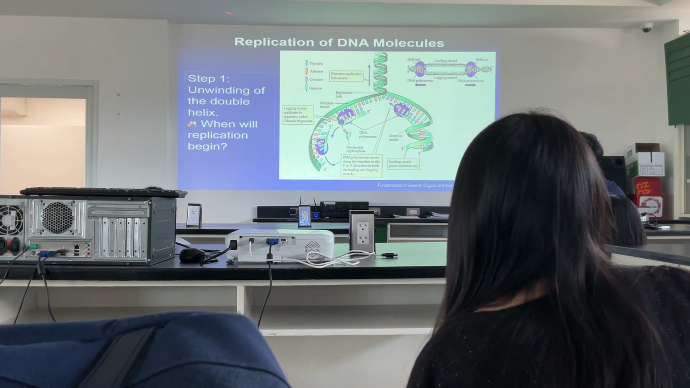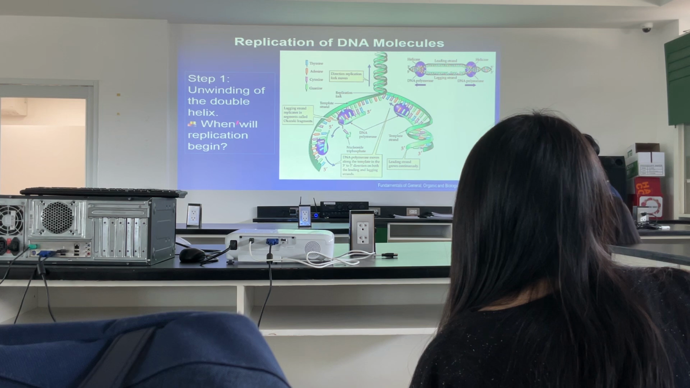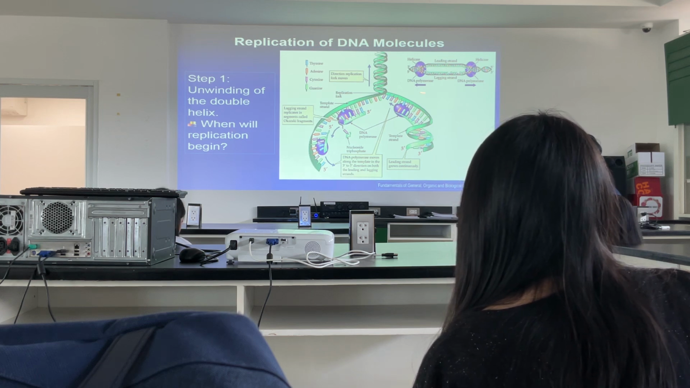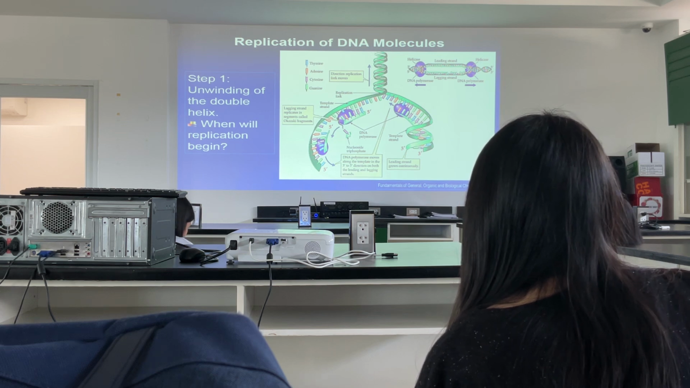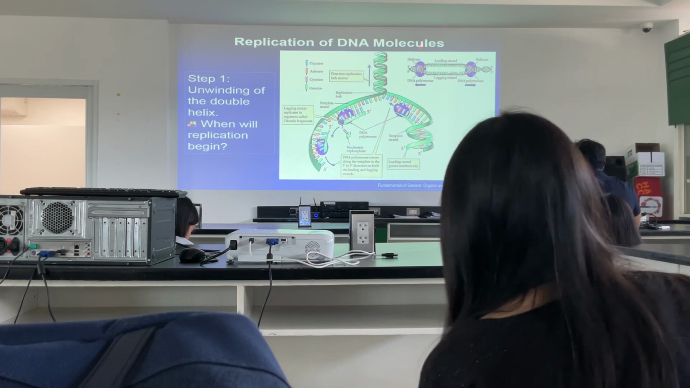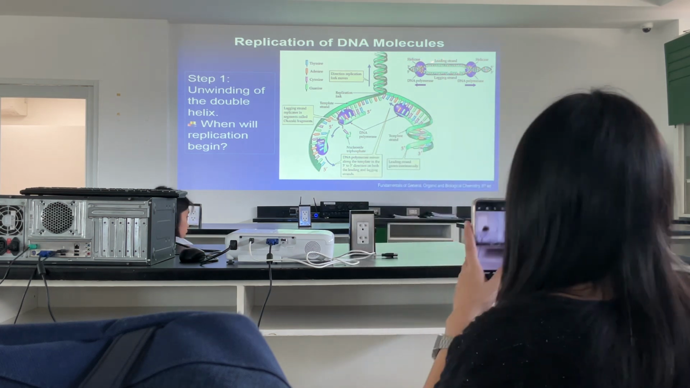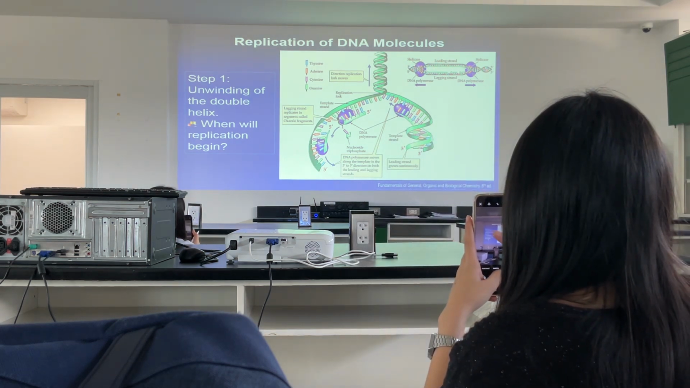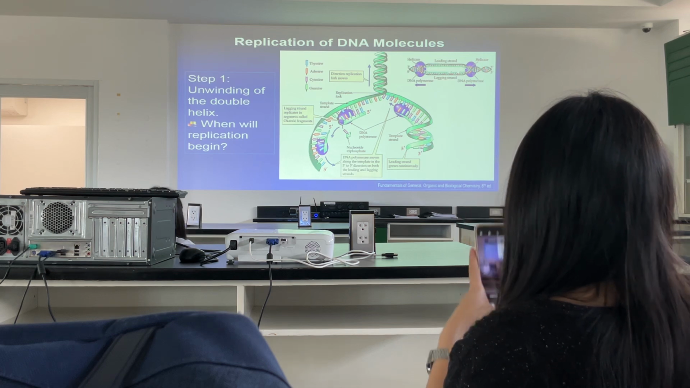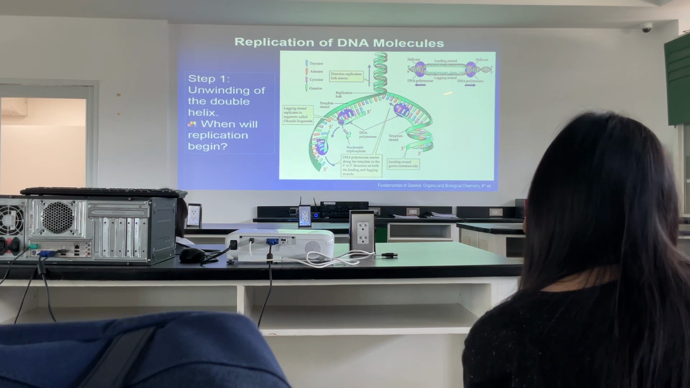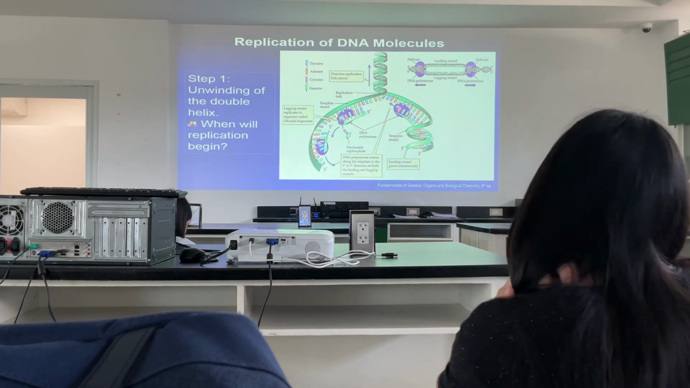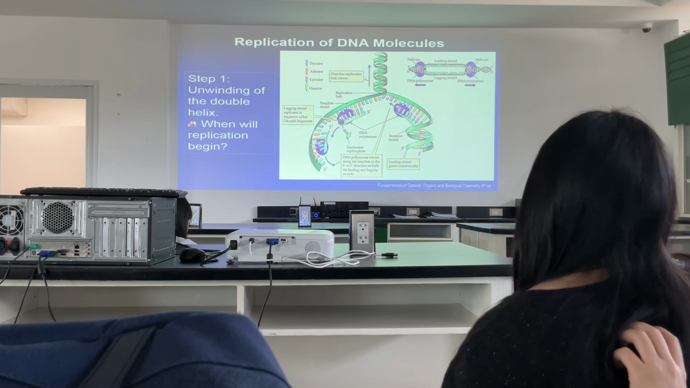So step 1, the unwinding of the double helix. So when will replication begin? After the double helix will unwind via the catalytic activity of your enzyme DNA helicase. So as the double-stranded DNA will unwind, what will happen? A replication fork is created.